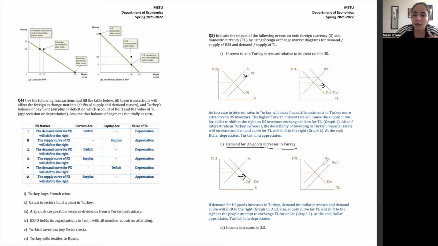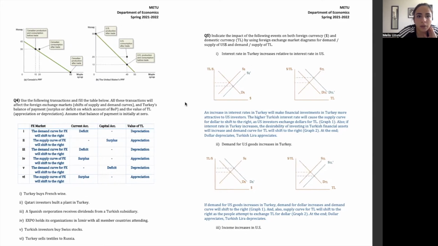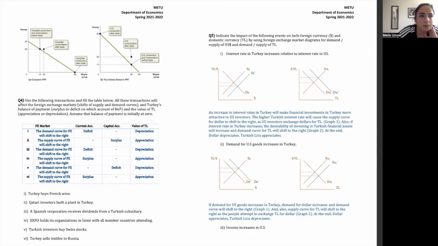So the supply of Turkish lira will increase. So that's why the Turkish lira depreciates, because there is a very high amount of supply of TL and the demand for dollars increases. That's why the dollar appreciates. So if income increases in the US, let's go to the other one, okay.